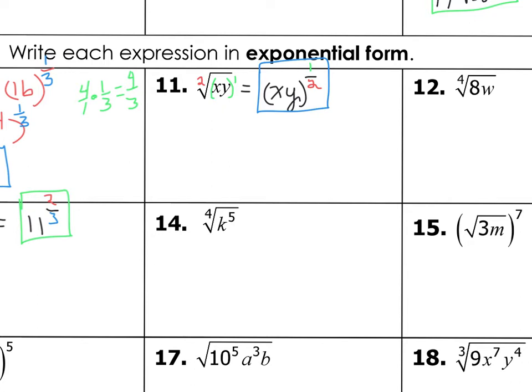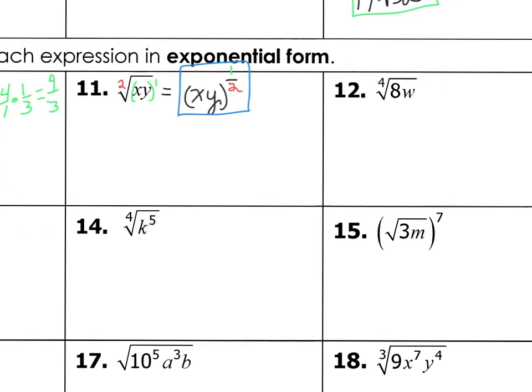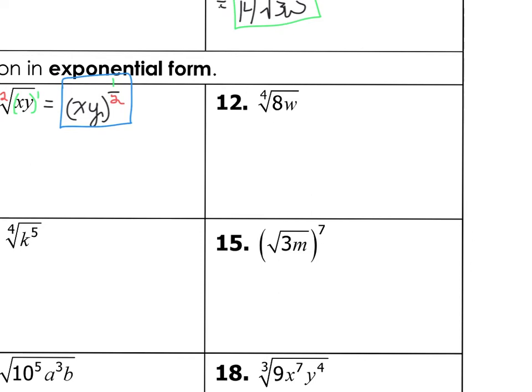So I want you to try number 12 on your own, keeping in mind all that we've talked about bases, because remember, you've got 8 as part of your base, but 8 can be prime factored. So when you're finished converting to exponential form, you may or may not want to change 8 into its prime factored form. All right, so pause the video and try that one on your own.